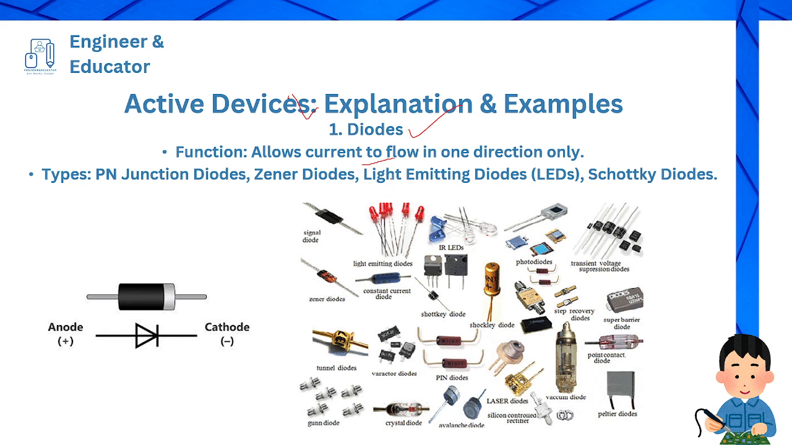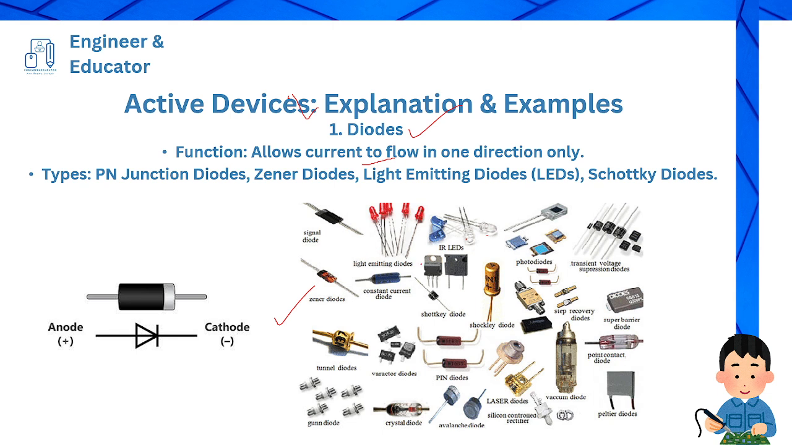What is the function of a rectifier? Rectifiers convert alternating current to DC current. So we use diodes in rectifiers. A diode has an anode and a cathode, a positive lead and a negative lead.